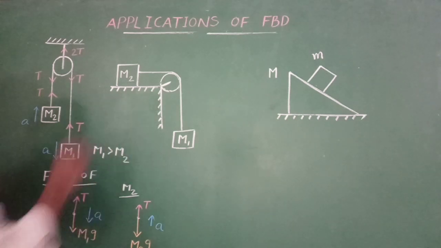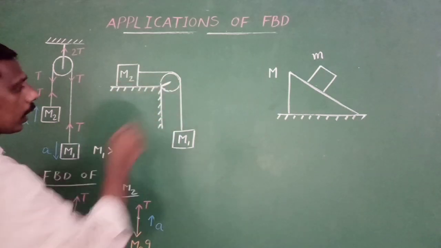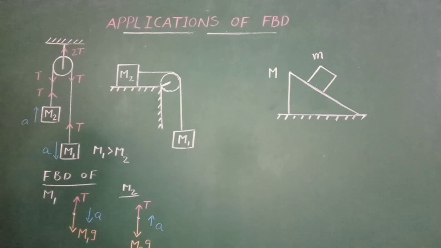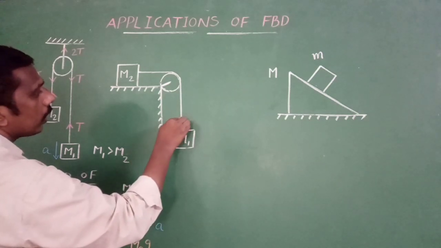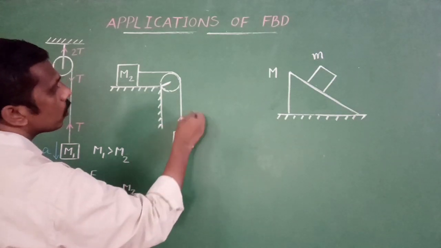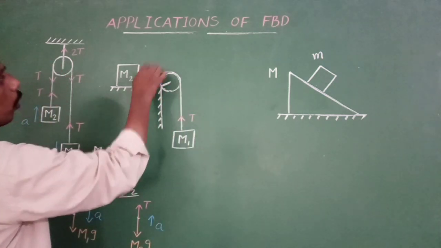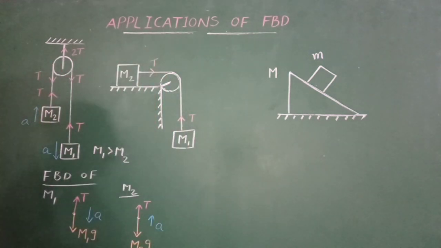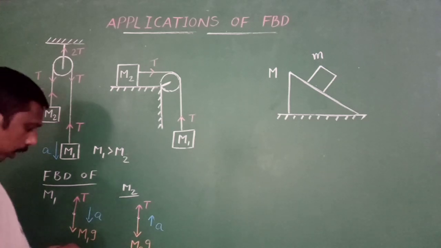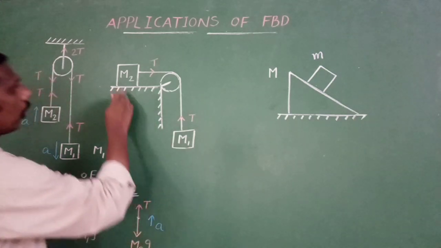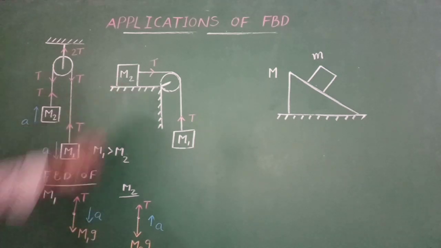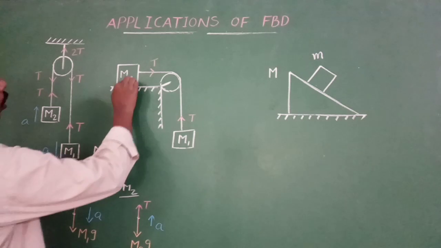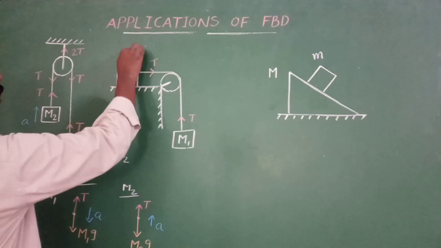Next, come to here. In this case, two blocks are connected by a string. Only one string is connected, that's why only one tension develops. Tension always tries to pull the body, so here tension is acting in this direction. In this block, tension acts like this. In addition, for this body, weight is acting in the downward direction, and its weight is also acting in the downward direction. But this block is kept on a surface. Because of the surface, a normal reaction is acting on M2 in the vertically upward direction.